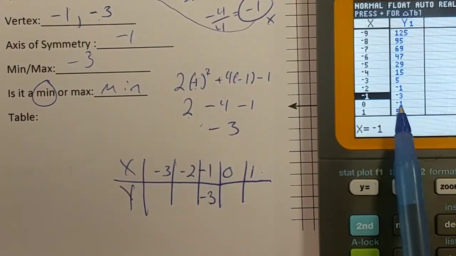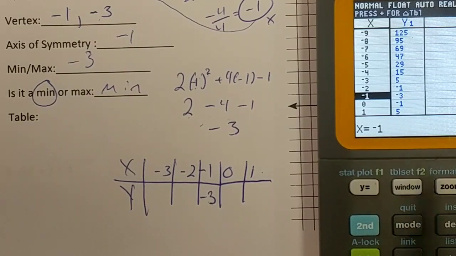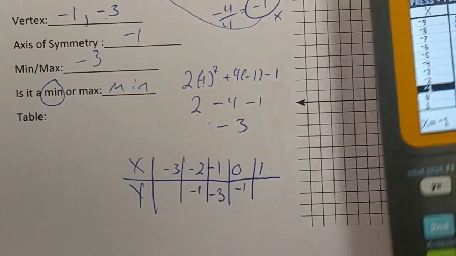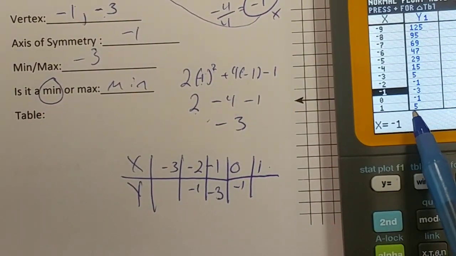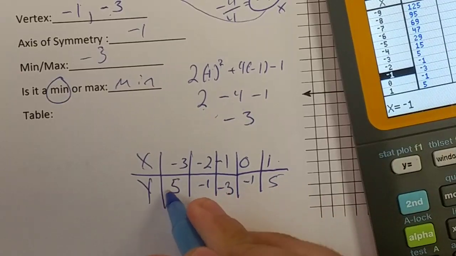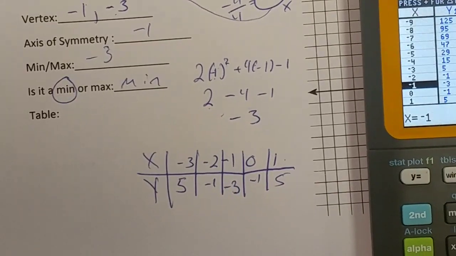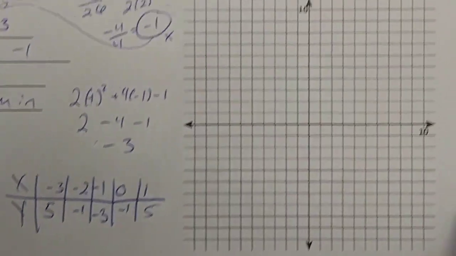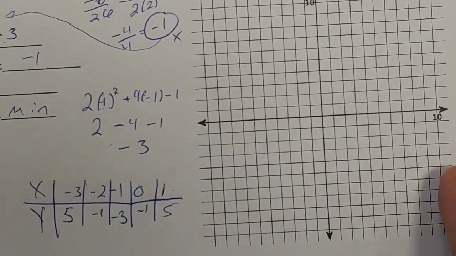So at 0 is negative 1. And look at the calculator. It also says that negative 2 is negative 1. At 1, it's 5. Hey, another one's at 5. Look at that. That's a lot easier, isn't it? So I hope you use the calculator to your full advantage.